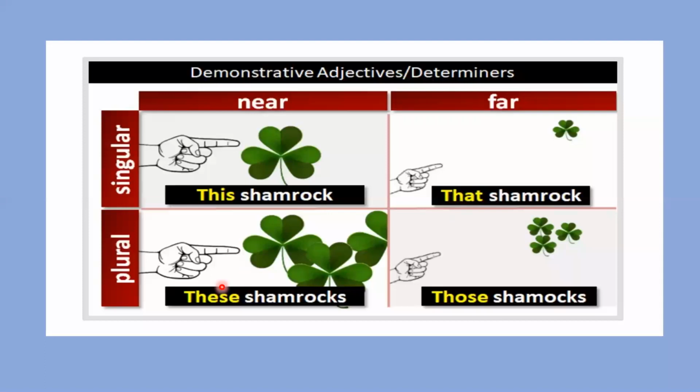And here you can see that flowers are near to you, but these flowers are in plural form. So you can use these. And see here, flowers are in plural forms, but these flowers are not near to you. So you can use those there, right?